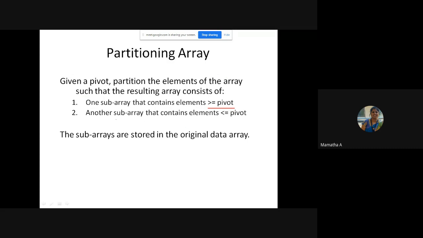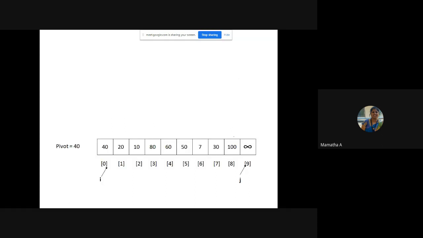And remember students, the subarrays will be dealing only in the original data array. So I don't have any temporary array, other things I don't have. So whatever manipulation or whatever updation I'll be doing, it will be in the original data array. Okay. So to deal with the example of the partition, I've already dealt with this, so I'll just quickly move upon it.